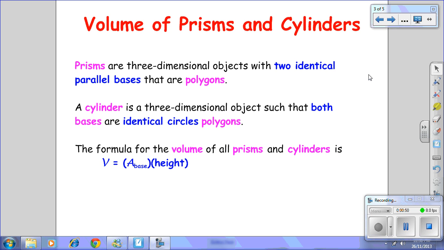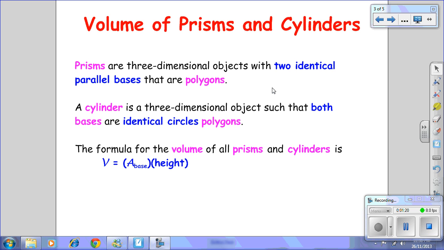Volumes of prisms and cylinders. First, we need to know what they are. A prism is a three-dimensional object with two identical parallel bases that are polygons. So the bases could be squares, rectangles, triangles, hexagons. A cylinder is a special three-dimensional object, very similar to a prism, except for its ends are circles.